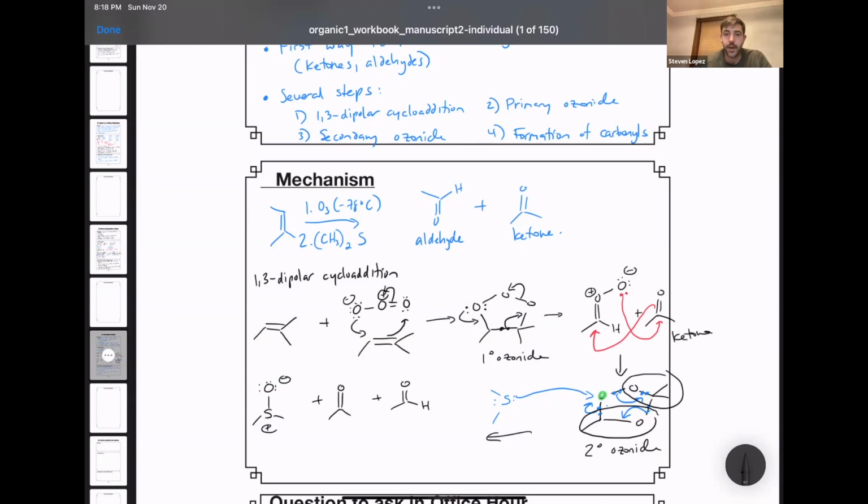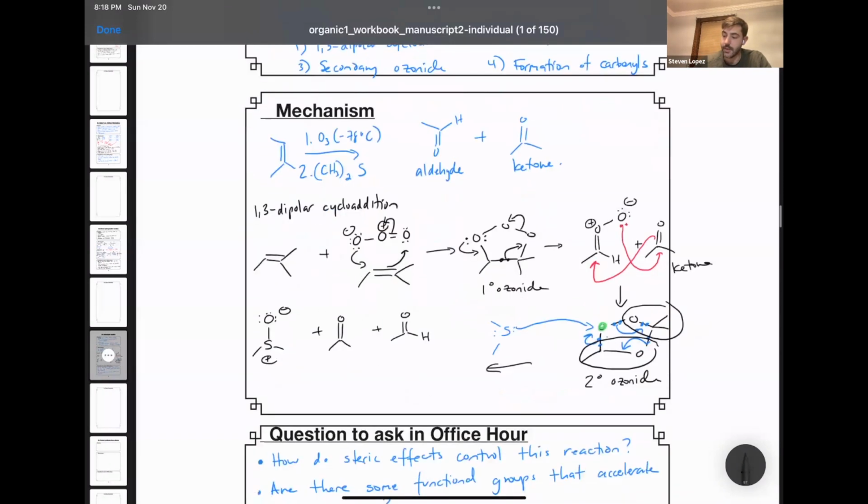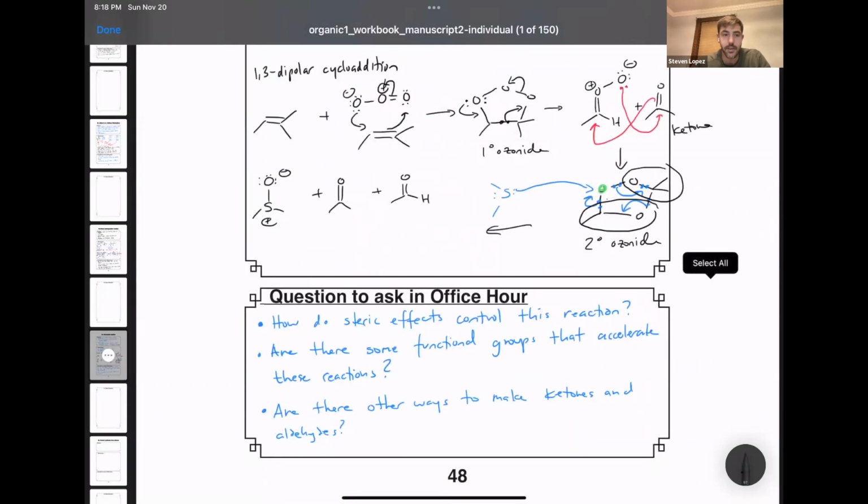So finally, if you want to ask some questions in office hours, here's some that I suggest. One, how do steric effects control this reaction? Two, are there some functional groups that accelerate these reactions? And three, are there any other ways to make ketones and aldehydes other than ozonolysis?